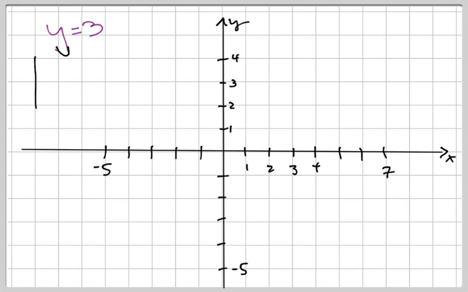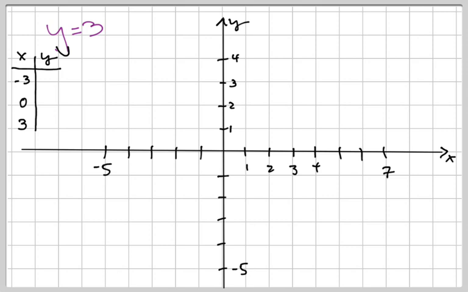Let's make a t-table. -3, 0, and +3. Why not? Alexander actually said here, horizontal line. The equation that we're trying to graph is y equals 3. If I make a little t-table here and I put values in for x, if x is -3, what is y? 3.